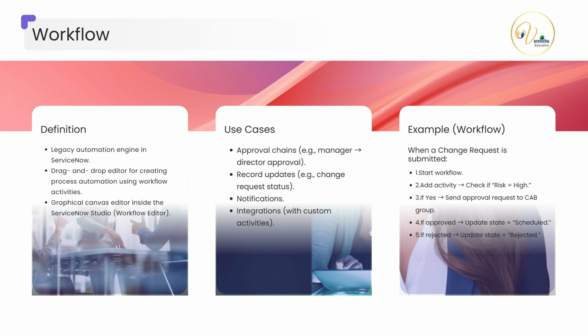So in day-to-day life, whatever stages we move from one to another, everything will be updated in this area. And next, not only this approval chain, we can go to record updates also. Record updates means, for example, if any condition is satisfied, then one field value has to be updated automatically. Everything will be possible by using record updates, and sending notifications also.